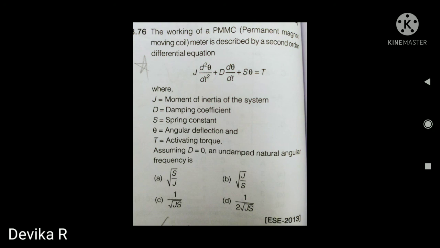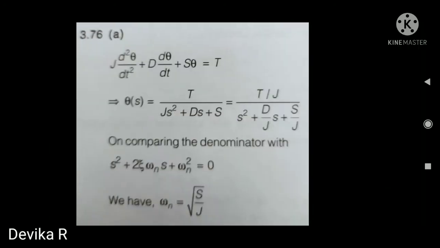Then we convert it into a second order system, just like the characteristic equation of a second order system. What they asked was, assuming D equal to 0, the undamped natural angular frequency. Undamped natural angular frequency is omega n. How do we find omega n? The second order characteristic equation will be s squared plus 2 delta omega n s plus omega n squared. Just understand this equation and modify the given equation into that characteristic form, and then find the omega n answer.